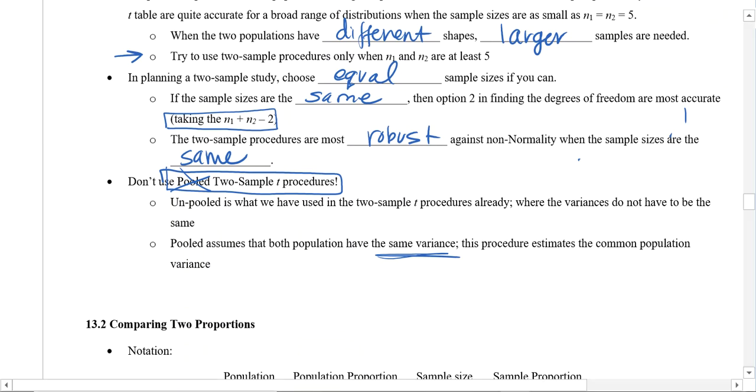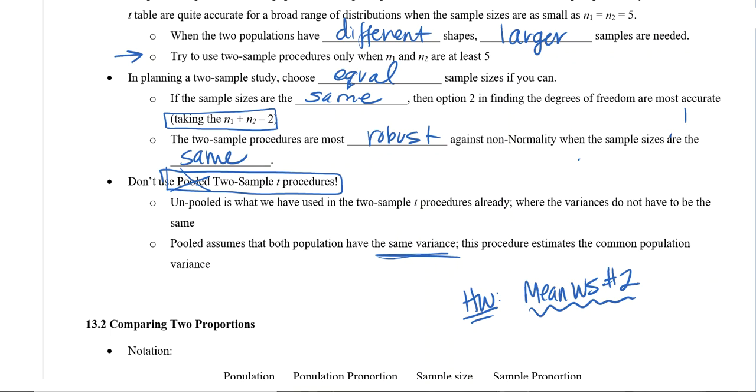Your homework is going to be mean worksheet number 2. I'm going to put that on my website. It's probably already up there now. You can just do this on a piece of paper. You do not have to necessarily print out the worksheet. If you have a printer, awesome. If not, feel free to do it on a piece of notebook paper, a piece of blank white paper from your computer, whatever. However you get this done, that would be great.